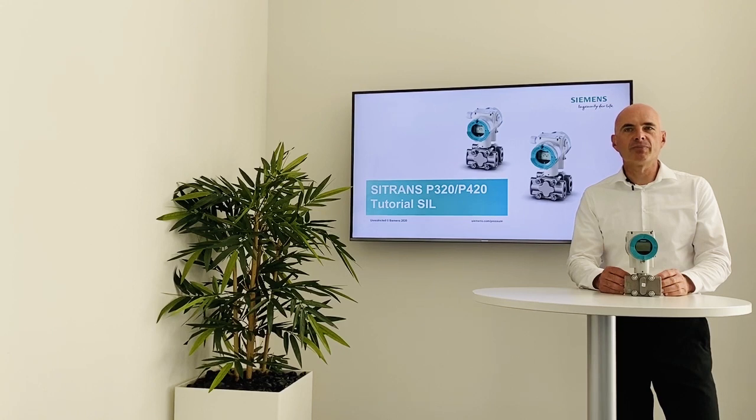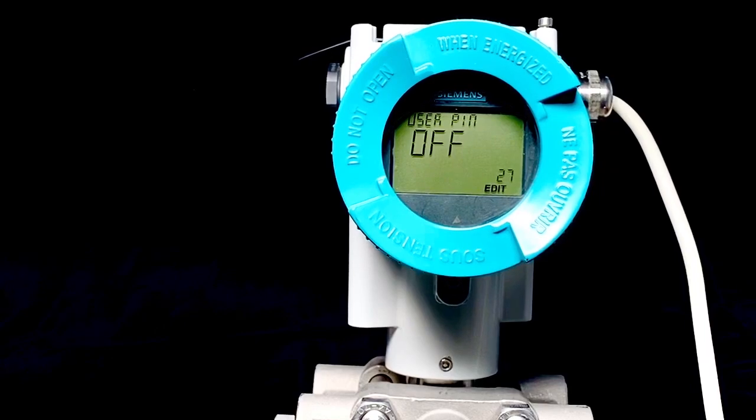If a different user pin is assigned and this user pin is no longer known, you can obtain a device-specific PUC pin unlock key from the support team. In parameter 27, user pin, we can activate the user pin. We press the right arrow button. We see user pin on for 2 seconds.